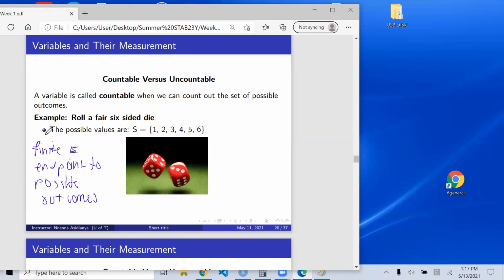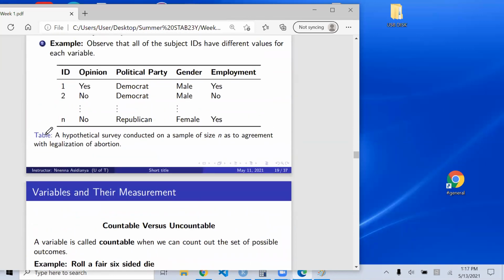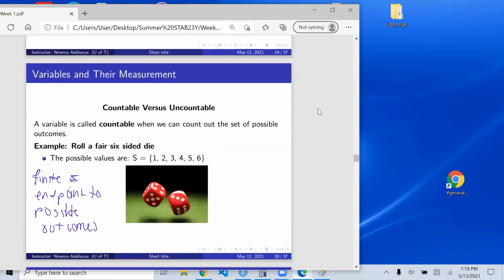So this is actually finite because there's only 6 possible outcomes. What is also finite, as someone said, is the abortion opinion, right? So opinion yes or no, there's only 2 possible outcomes. Now this is finite, which means that it's countable actually, right? You can count, there's only 2 possible outcomes, yes or no, and there's no more than that basically, right?